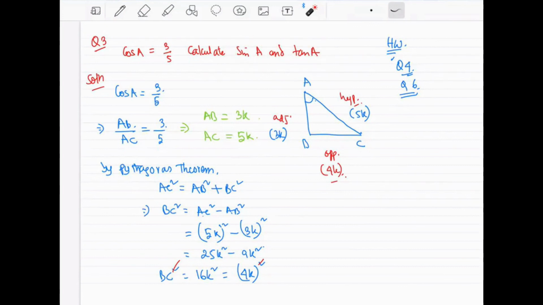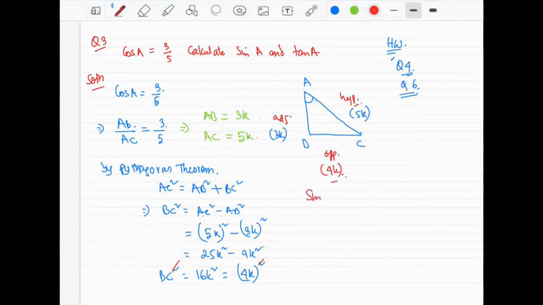You may have a question, are the opposite and adjacent fixed? Yes, if you take angle A. If you take just this angle, opposite is fixed, adjacent is fixed. You cannot change the opposite and adjacent. If I take another angle, this C, then opposite will be this one, adjacent will be this one. They will interchange. But if you take angle A only, opposite will be here, adjacent will be here. Now, according to the question, we want sine A and tan A. Okay, let's find it out.